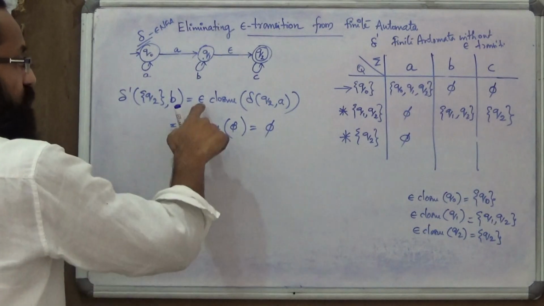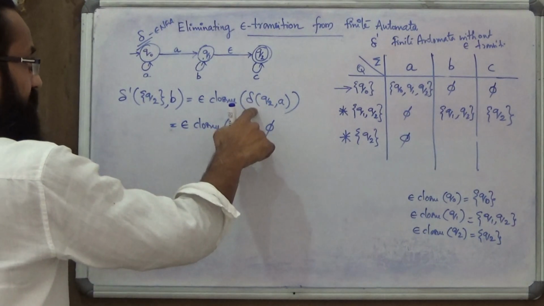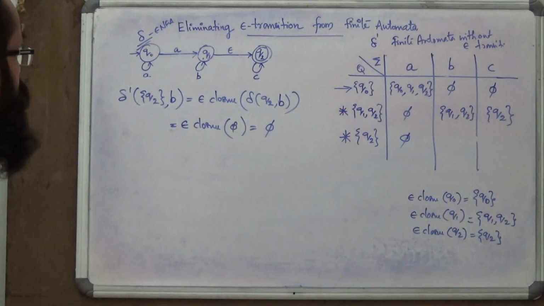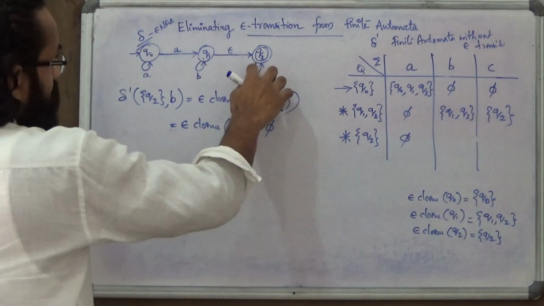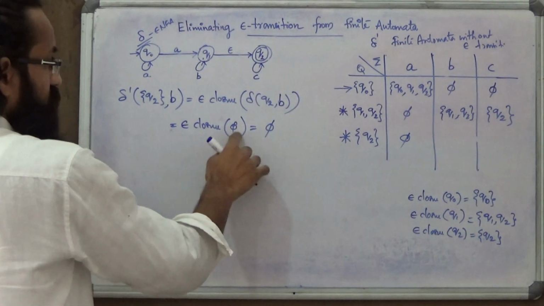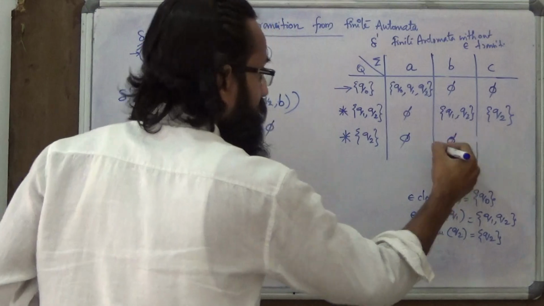Set q2b. So this will be equal to epsilon closure of delta q2b. So what about q2b? There does not exist any B transition, so this will be null set. Epsilon closure of null set will be null set itself.